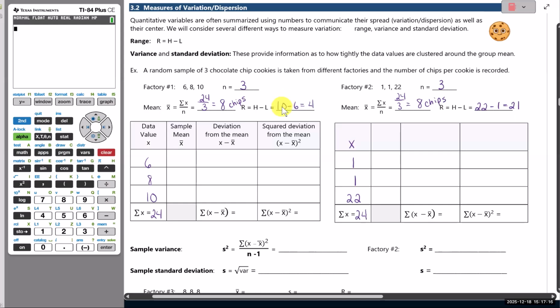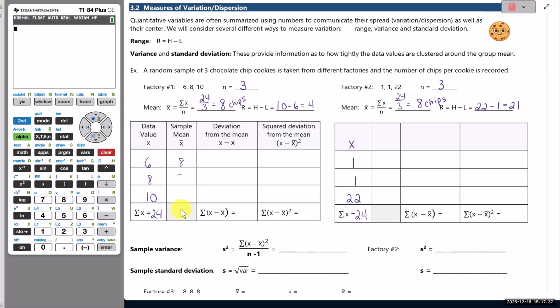All right, so rather than using range, though, to describe how the data shows in terms of its variation, we're going to focus on variance and standard deviation. So to illustrate that, I'm going to come back to factory number 1. And what I'm going to do is write the sample mean next to each of these cookies. So we know the mean came out to be 8.